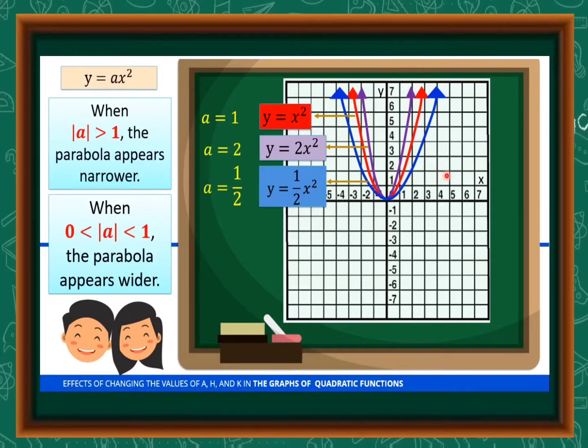Now let's have more examples. What if the value of a is negative? Okay, so we have y is equal to negative x squared, a is equal to negative 1.